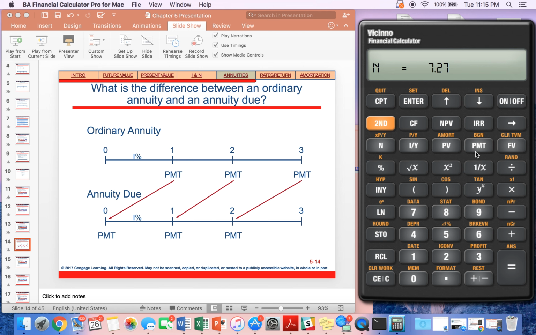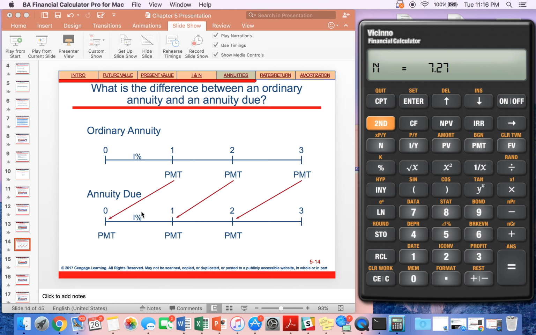So the first timeline up there says ordinary annuity, and the only difference between that and annuity due is that an ordinary annuity happens at the end of the period. So you'll see right here the payment is being applied at the end of the period. So from today, 0 to period 1, the payment is at the end, okay? And you'll see that through this timeline. The difference between an ordinary annuity and an annuity due is that an annuity due applies the payment at the beginning of the period.